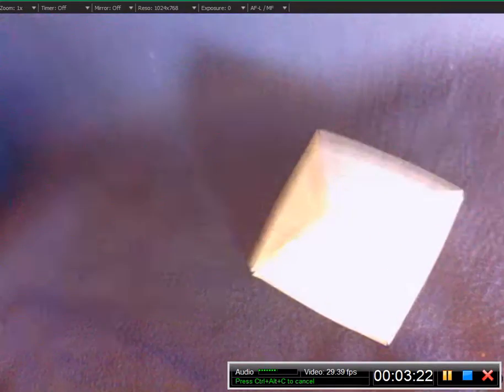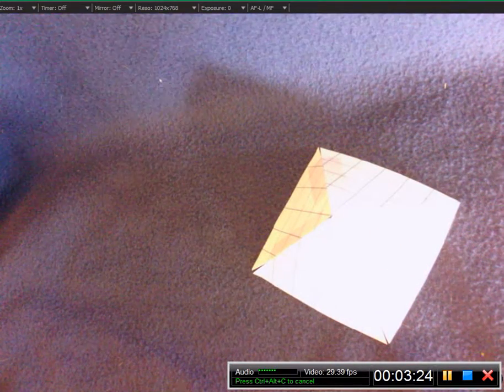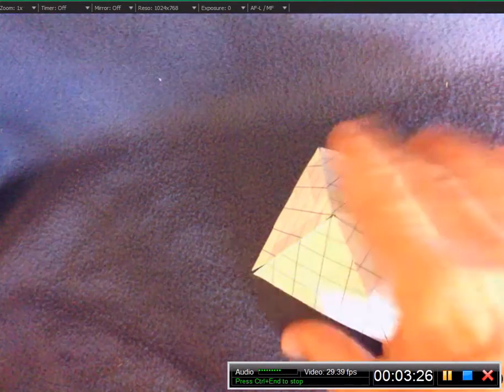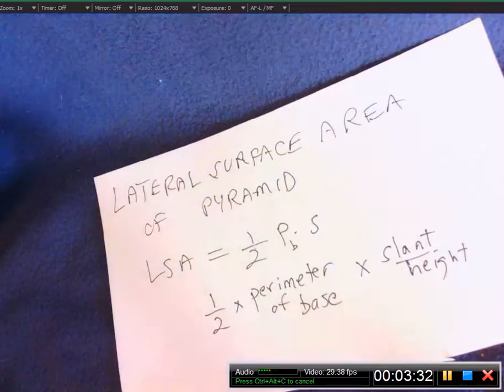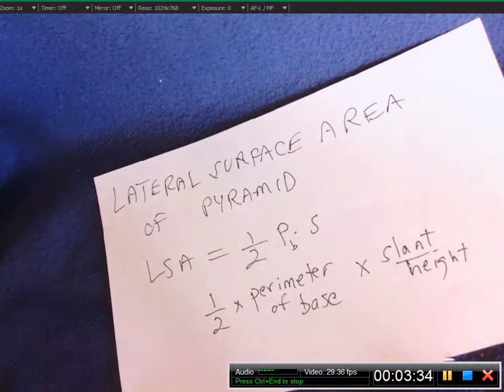But if we use the slant height, which is the height on each one of these faces, multiply that by the perimeter and divide that by 2, we get the surface area of the pyramid. So that's the surface area of the pyramid formula, lateral surface area: 1/2 perimeter of the base times the slant height.